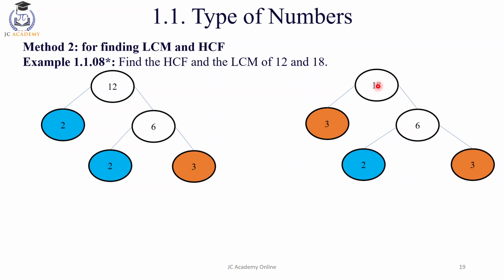For 18, we could have just divided by 2, but in this case, we divide by 3. So we have 18 divided by 3 is equal to 6. And 6 divided by 2 is equal to 3, or 6 divided by 3 is equal to 2. You could do either, it's fine. And notice here, we have the prime factors of 18, which are 3, 2, and 3.